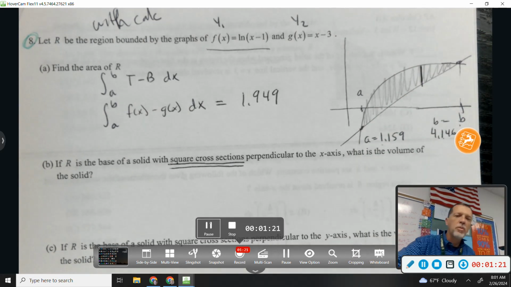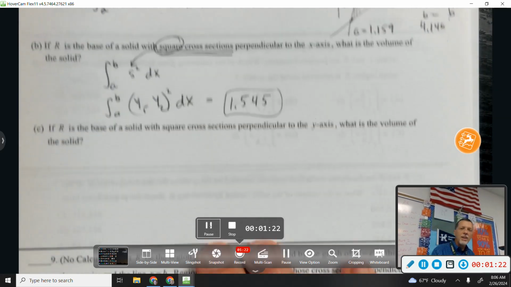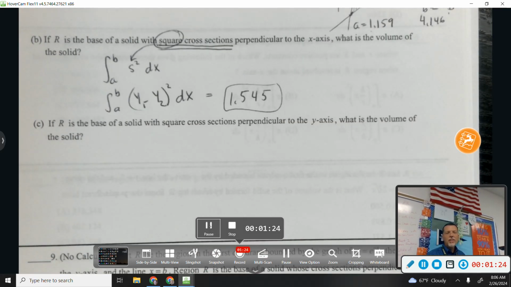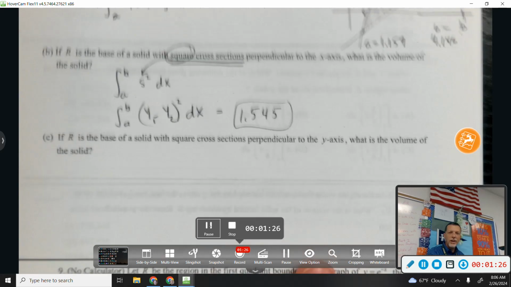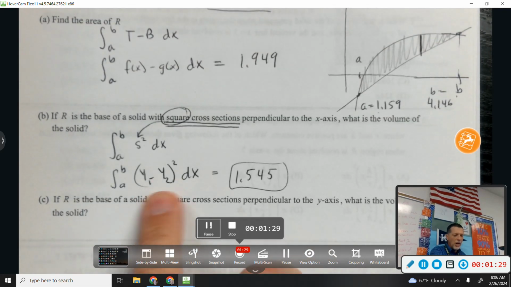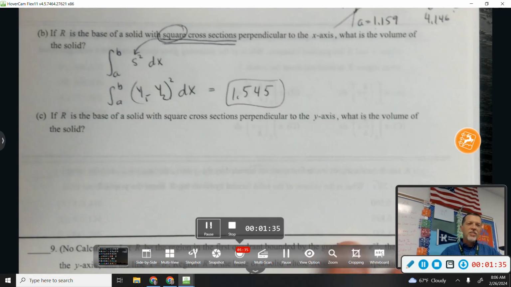I'm just going to press pause. Again, lots of right answers out there. The square is top minus bottom squared. Top minus bottom is y1 minus y2. It's still the same A and B. So that one was a pretty quick one. Let's move on to part C.